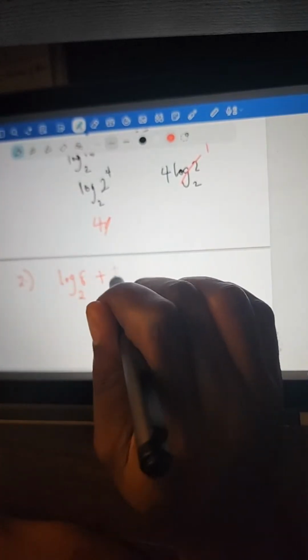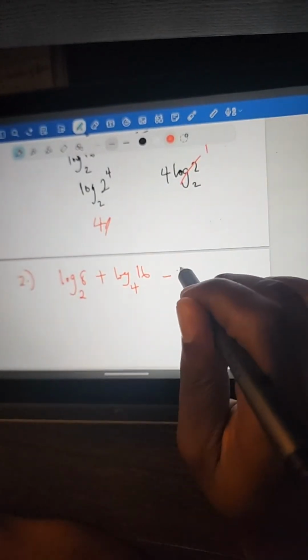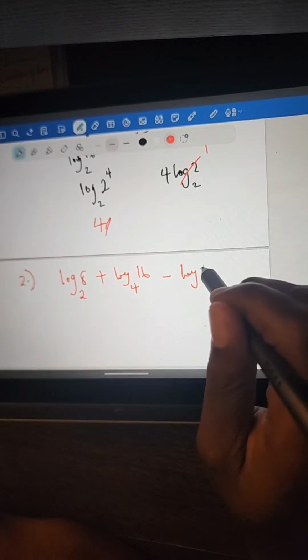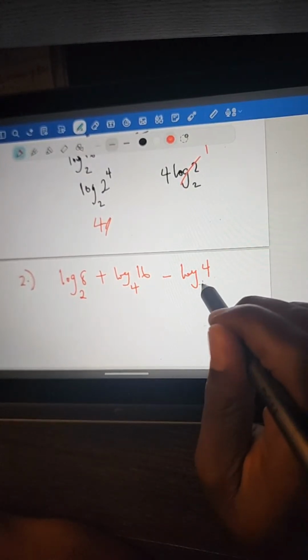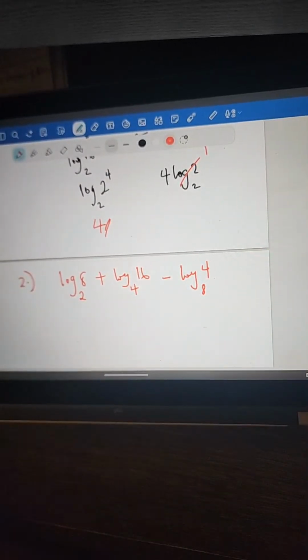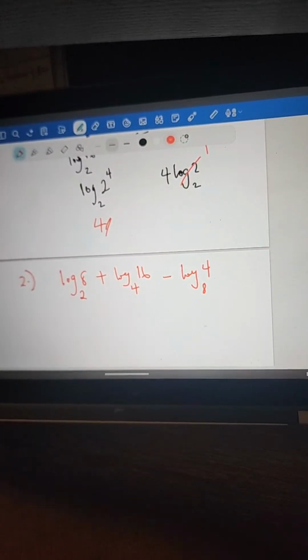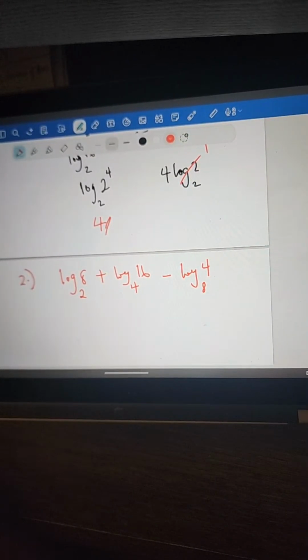So here we have log 2 base 8 plus log 16 base 4 minus log 4 base 8. This is a very interesting question. How do you think we can solve this? Any idea? If you have an idea, you can just let me know in the comment section, please.